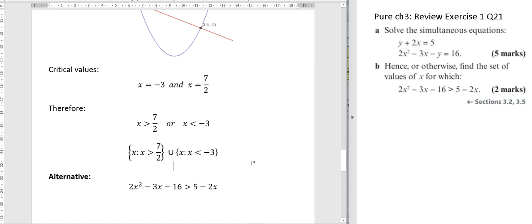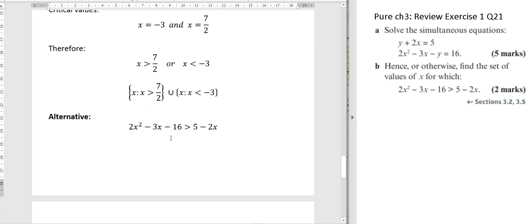X such that x is greater than 7 over 2, union x such that x is less than minus 3. It's basically either of those is fine. The set containing all the values of x that are big enough combined with the set containing all the values of x which are small enough. And that is your solution.